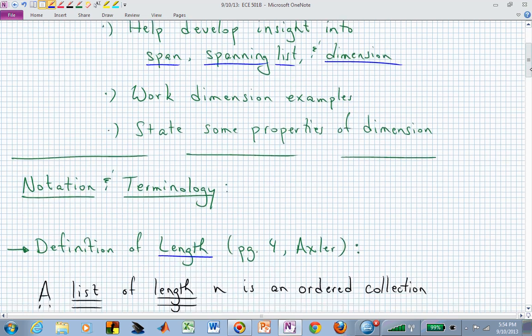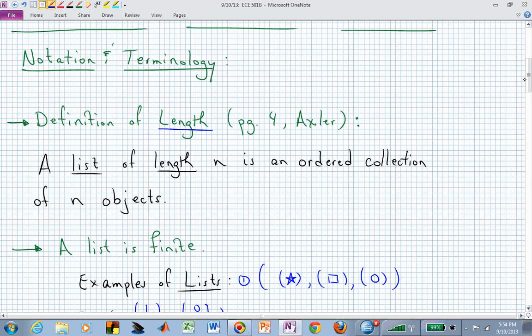What I want to do is quickly go through some notation and terminology just to make sure that we're all on the same page. And for that reason, I'm simply going to scroll through some pre-written down pieces of information. First off, the definition of length. You can find that on page 4, the very first part of Axler, and that is listed in a sentence. A list of length n is an ordered collection of n objects.